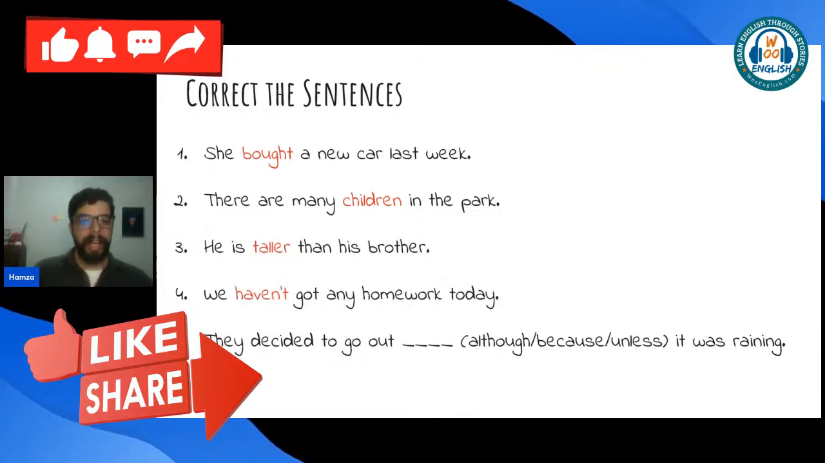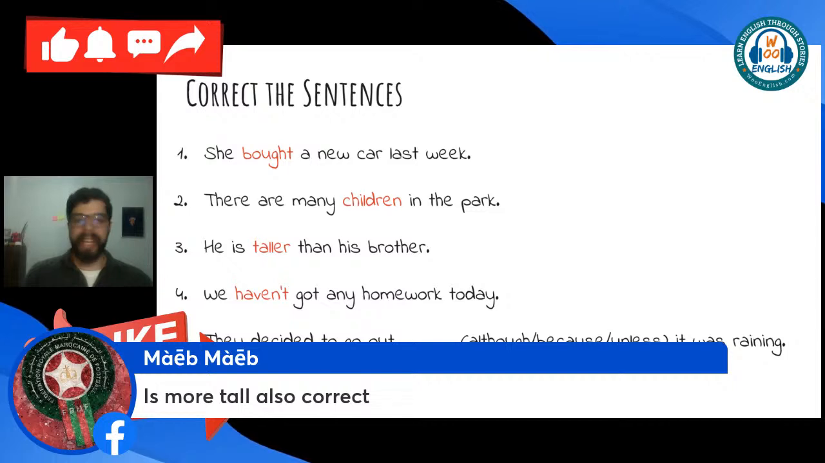Taller. And finally, they decided to go out. No, it's not correct. Let me explain to you this rule. Let me see if I still have a slide here. Let me see if I still have something here. Unfortunately, I don't have it anymore.